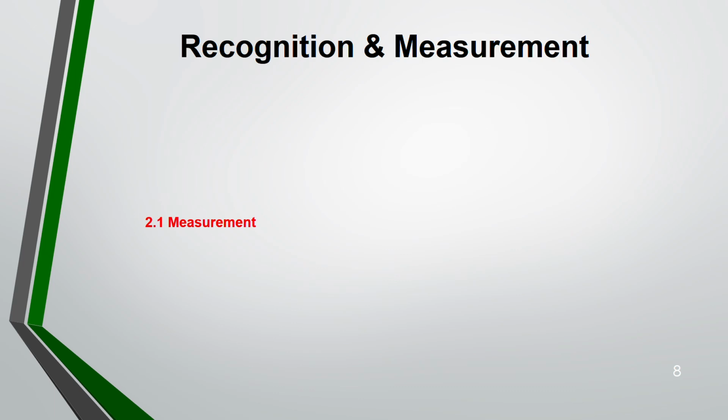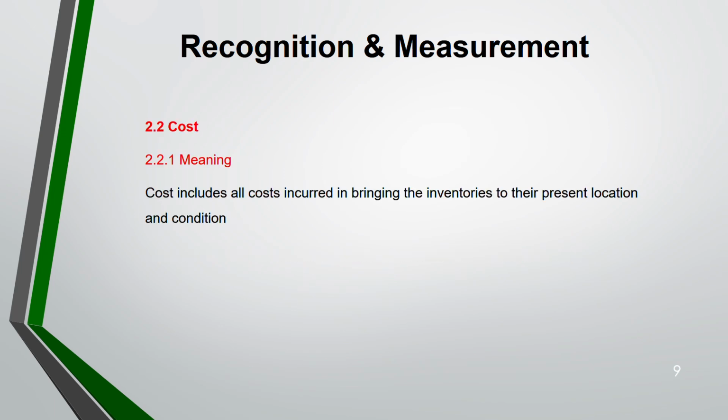Now, recognition and measurement. So measurement, inventories are measured at the lower of cost and net realizable value. You have to see which one is lower. Is it your cost or net realizable value? This is the important thing in IAS 2. Okay. Now, cost. What is the meaning of cost?